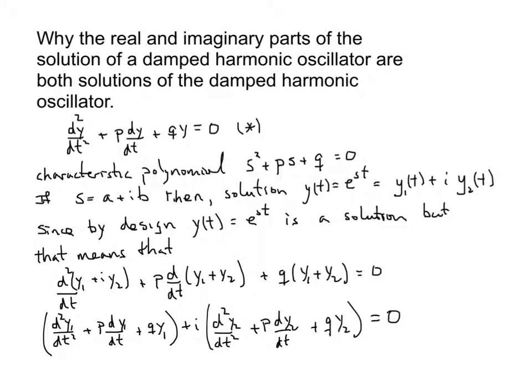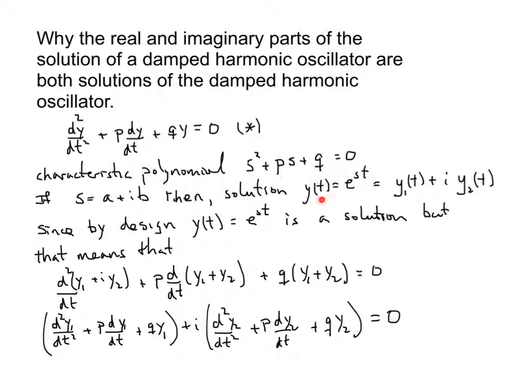Since by design we chose a value of s so that this will be a solution, when I take its second derivative, I get s squared, and I take its first derivative, I get an s, so ps, and the function itself is just q times e to the st. When I plug it in, it will equal 0, because s has been chosen to satisfy the characteristic polynomial.